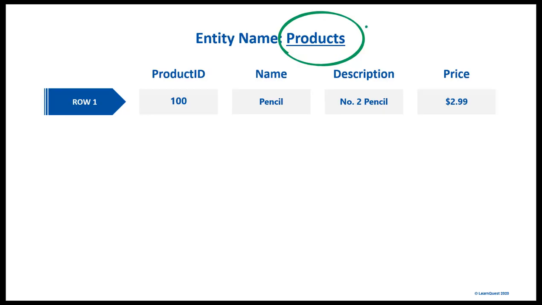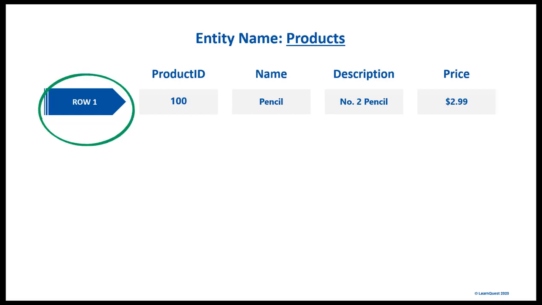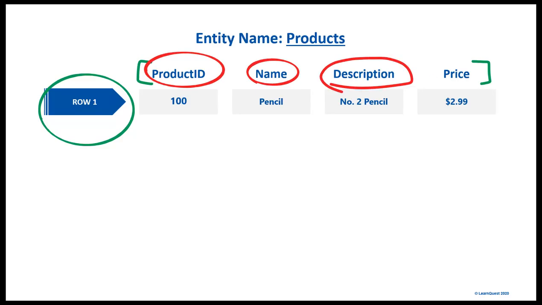For example, in this case, the products entity is the table, as I mentioned to you before. Tables and entities are, well, they mean the same thing. Also, if you take a look at the product entity, you'll notice that I have a row. And each row in this case is made up of these columns. So for example, product ID is a column, name is a column, description is a column, and price is a column.